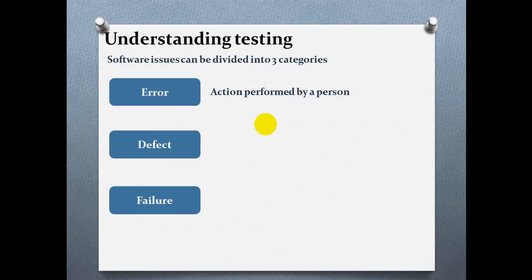Okay, let's move to defect. A defect, also known as bug or fault, is a flaw in the system that can cause the system to fail to perform its required functions, such as incorrect statements or data definition.